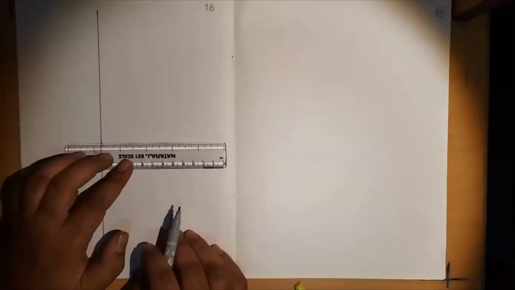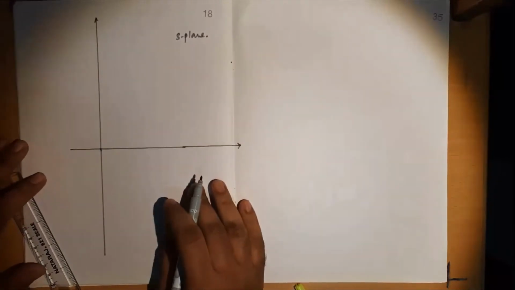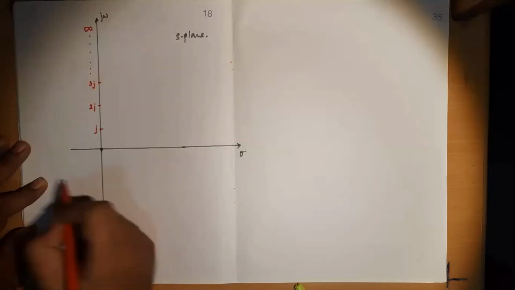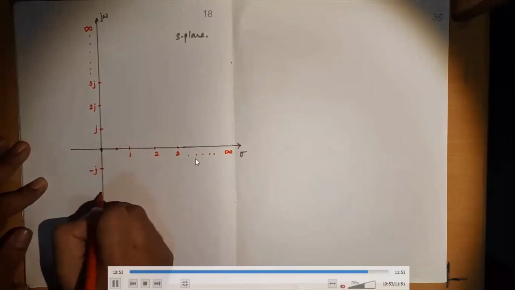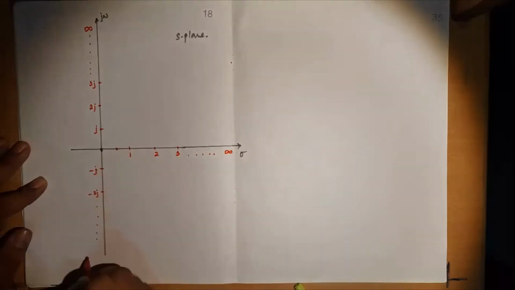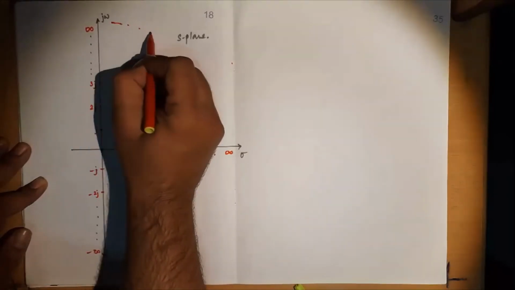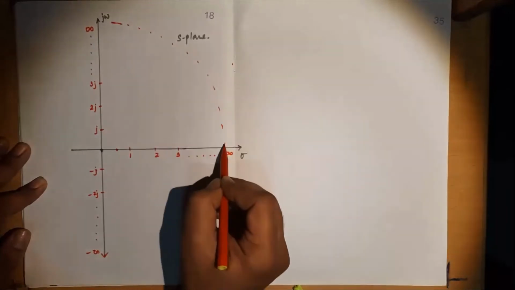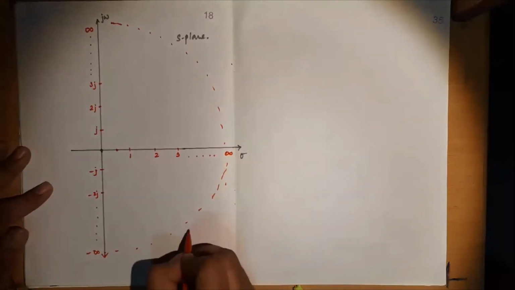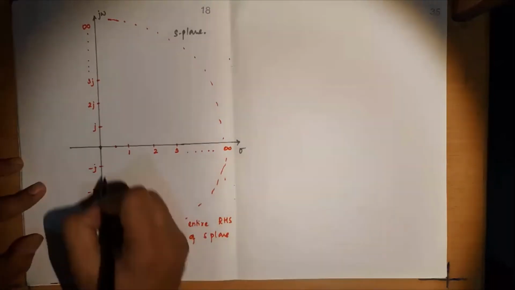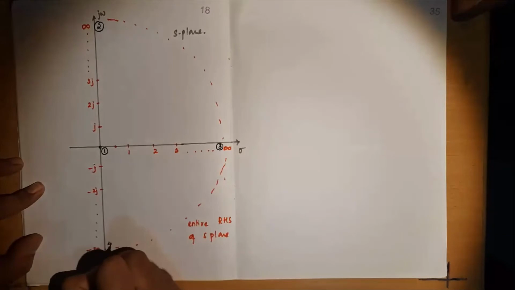Let me show you the entire right half of S plane, how it looks and how you can locate the points. So we have points on the positive real axis up to infinity, and points on the negative imaginary axis also up to minus infinity. So the entire right half of S plane can be imagined something like this, all points tending to infinity. So this is the first point, second point, third point, fourth point.